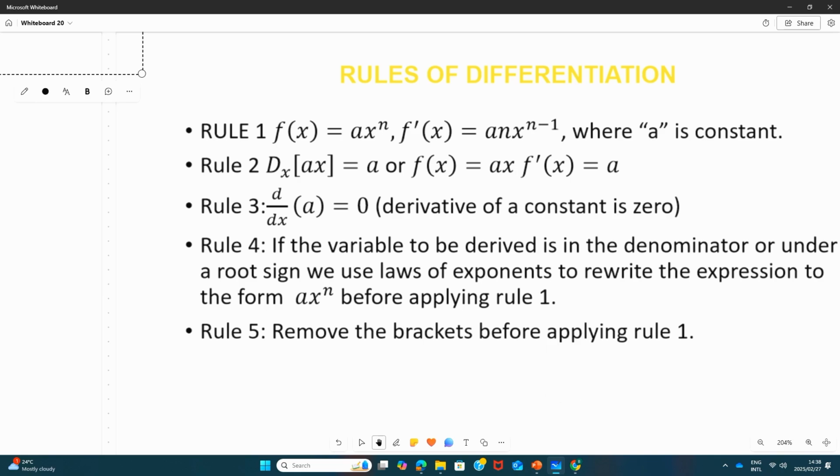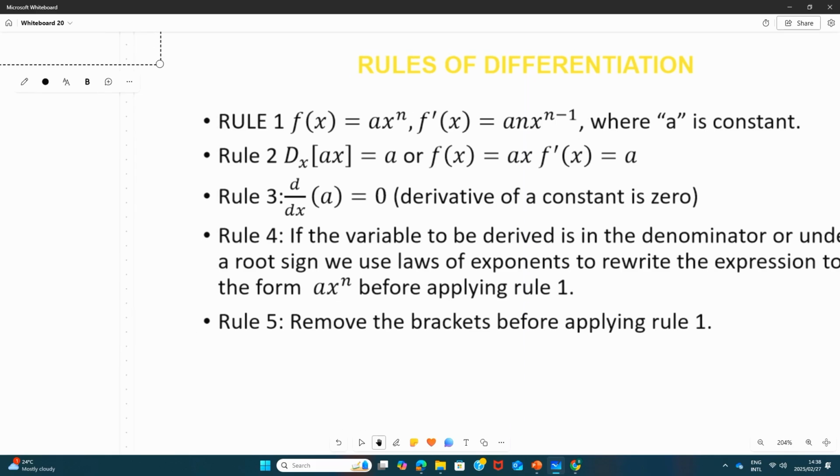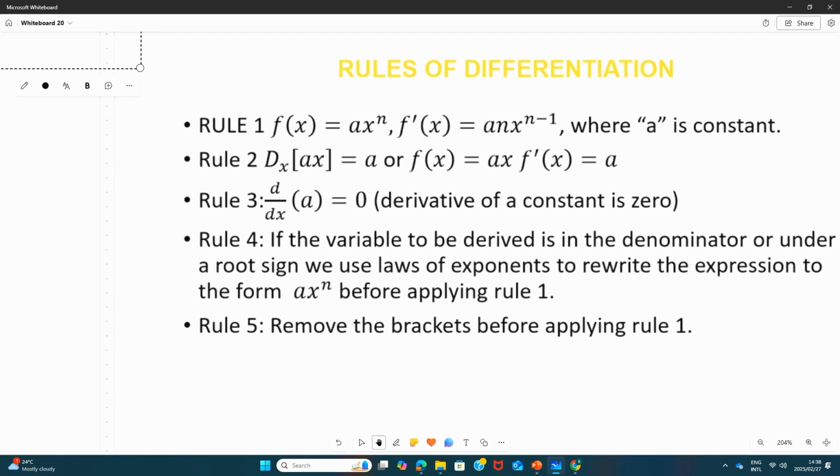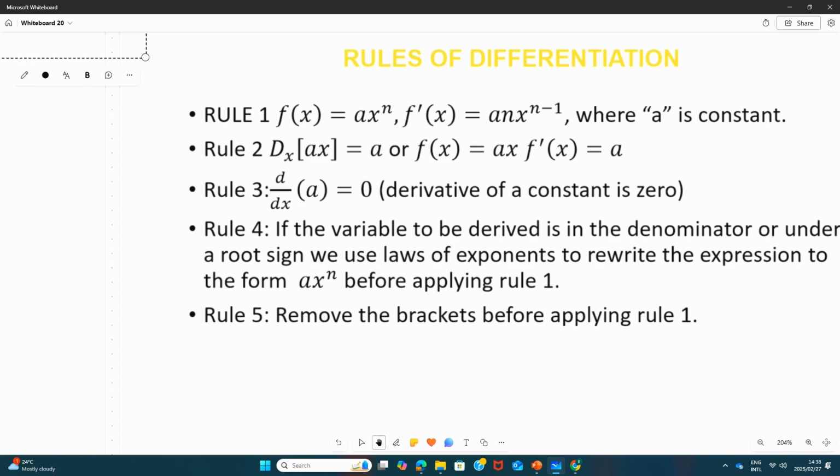Remember that it's not always that it will be f of x, it can be g of x, it can be f of x, it can be h of x. So you take note of that. Then f of x is a function, and f prime, its derivative, will also be a function, and that function will be a gradient, but we'll look into that later.